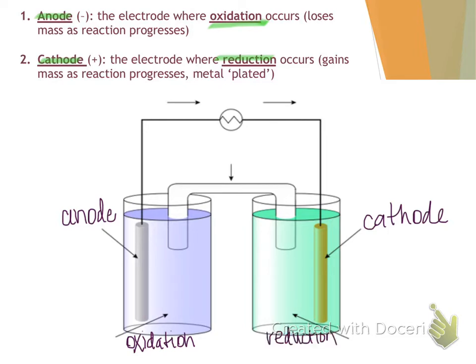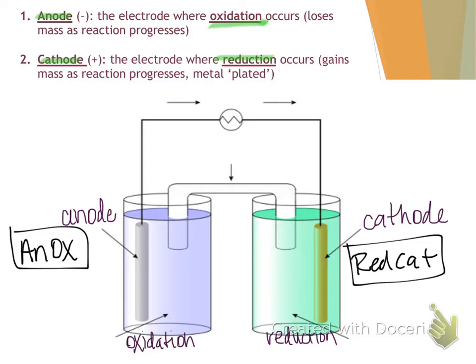We also have a saying that we can use to help us remember that the anode is oxidation and the cathode is for reduction. That saying is an ox and a red cat. So that saying, an ox and a red cat, means the anode is oxidation and the cathode is for reduction. So let's apply some actual elements here to oxidize and reduce so we can learn a little bit more about what is happening in this process.